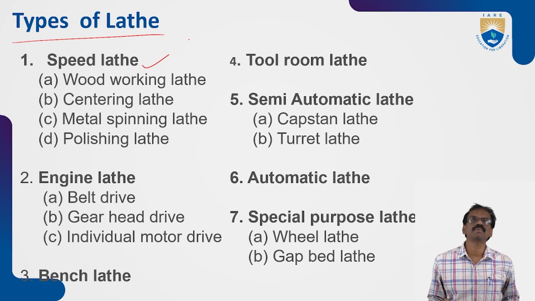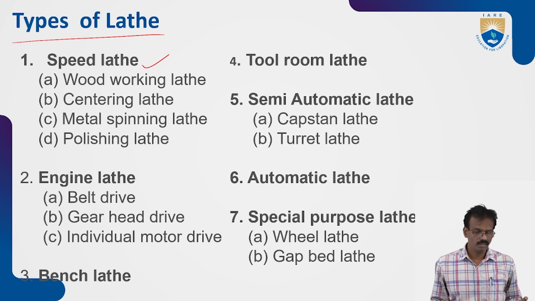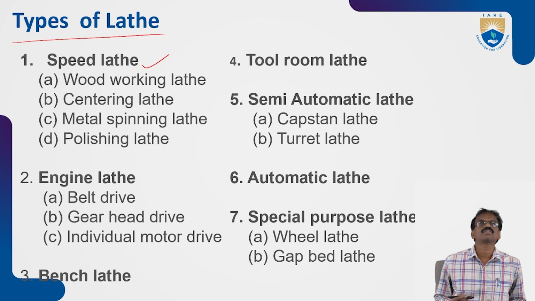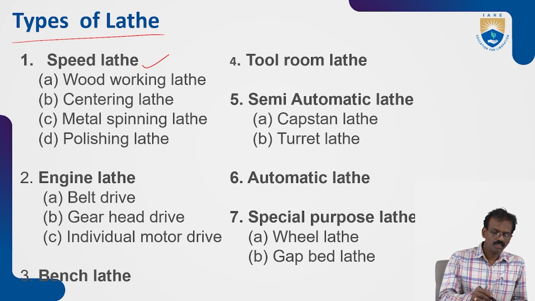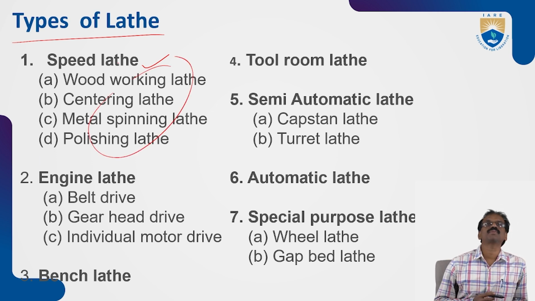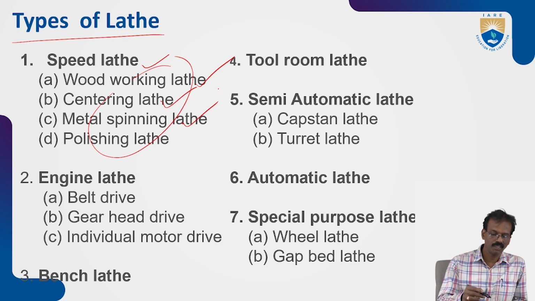The first one is the speed lathe, mainly used for woodworks, finishing of the woodworks, like spinning and polishing of the wood material also. So these speed lathes can be classified into four types. One is the woodworking speed lathe. Next, centering speed lathe, the metal spinning speed lathe and the polishing speed lathe.